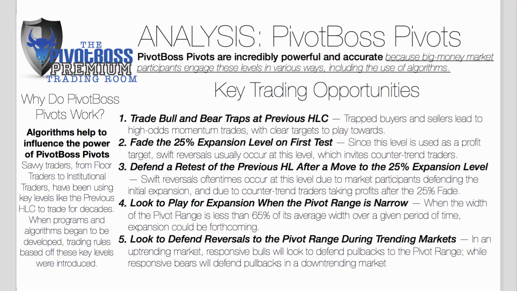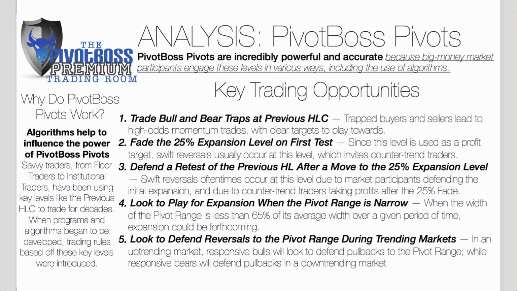So having said that, I wanted to bring some key trading opportunities to the forefront of your mind. As we use PivotBoss pivots, I have 5 ways here to engage the pivots for potential trade opportunities. The first way is to use the previous high-low close and watch those key levels for bull and bear traps. So trade bull and bear traps at previous high-low close would be the first key trading opportunity.